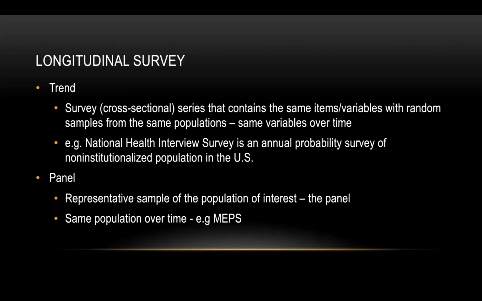Panel data or panel cohorts are representative of the sample of the population of interest. So that is the same population over time, but at specific time intervals. So that's things like the Medical Expenditure Panel Survey. MEPS is how I know it. Sorry, it's a mouthful. But that is representative of the population of interest. So you're looking at the same population over time intervals versus the same information or trends in certain risk factors within the same population over time.